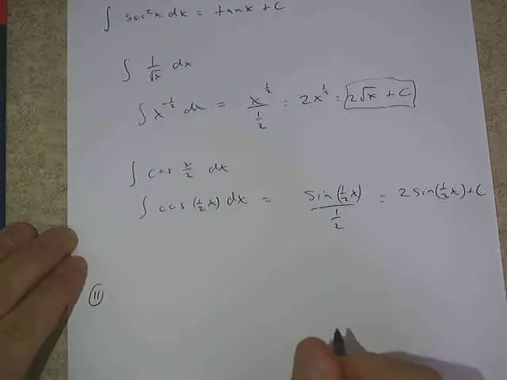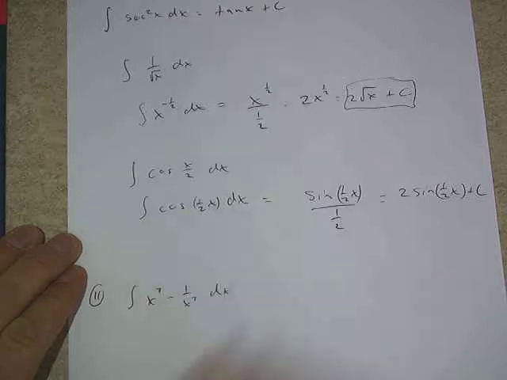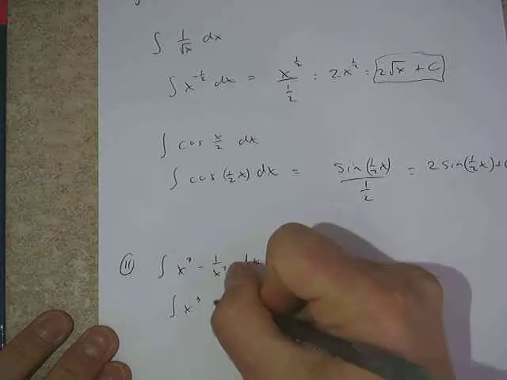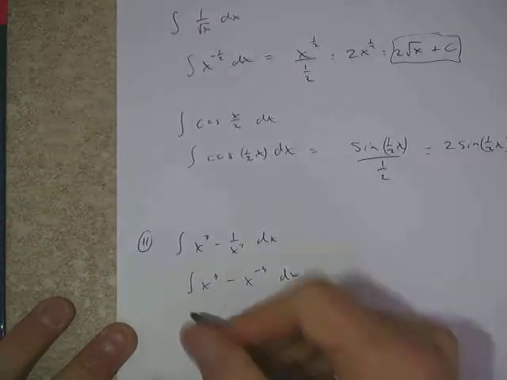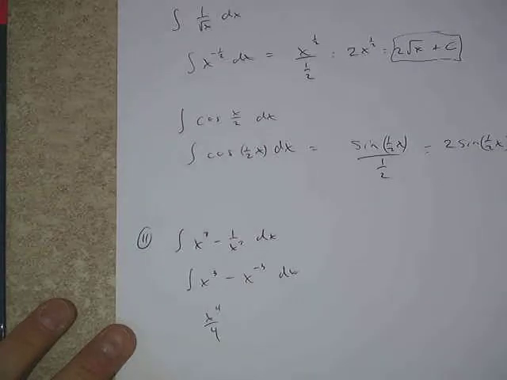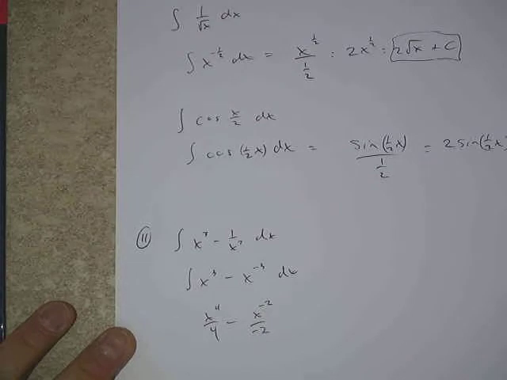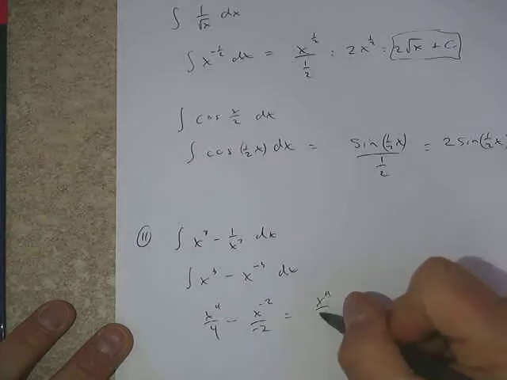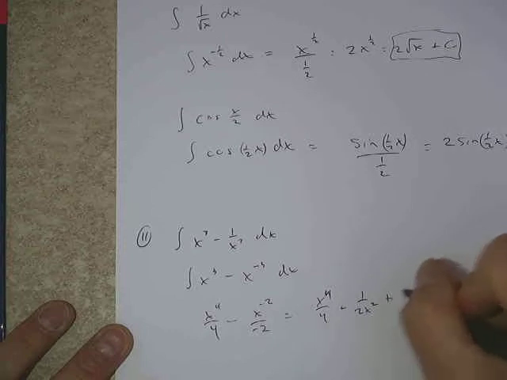Alright, on our homework number 11 we have the integral of x cubed minus 1 over x cubed dx. Ultimately if we recognize these as power functions, x cubed minus x to the negative 3 dx, then if we use the power rule, we'd get x to the 4th over 4 for that part. And then this part would be x to the negative 2 over negative 2. Simplifying, we'd have a minus minus situation, so it would wind up being plus, so it would be x to the 4th over 4 plus 1 over 2x squared on the bottom, plus c.